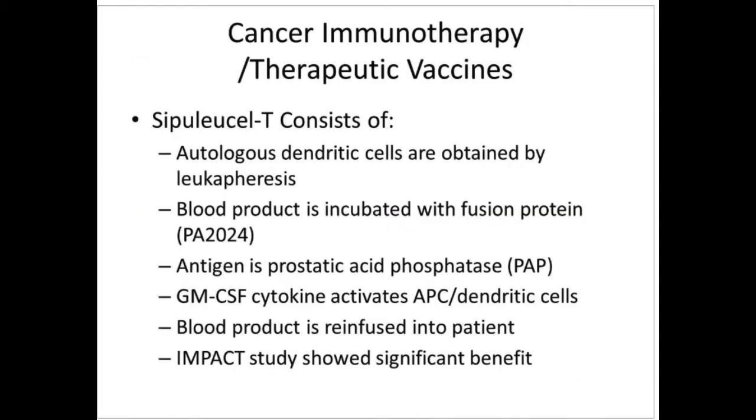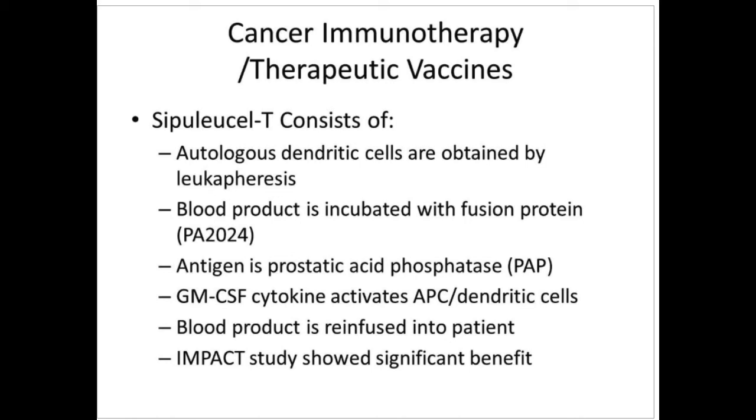Finally, there's also cancer immunotherapy and therapeutic vaccines. Provenge, or sipuleucel-T, consists of autologous dendritic cells. Dendritic cells, of course, are cells that are highly potent in presenting MHC II, antigens, and cytokines. You obtain the cells by leukapheresis. You add a blood product that is incubated with a fusion protein, which binds. The antigen that they're targeting is prostatic acid phosphatase. Basically, this is a drug that's aimed at treating prostate cancer.